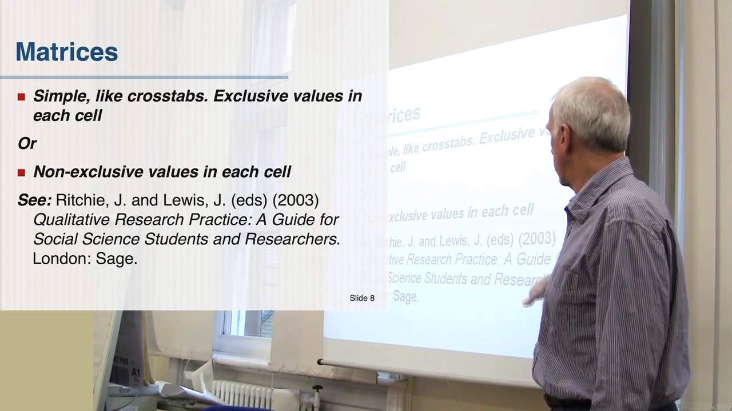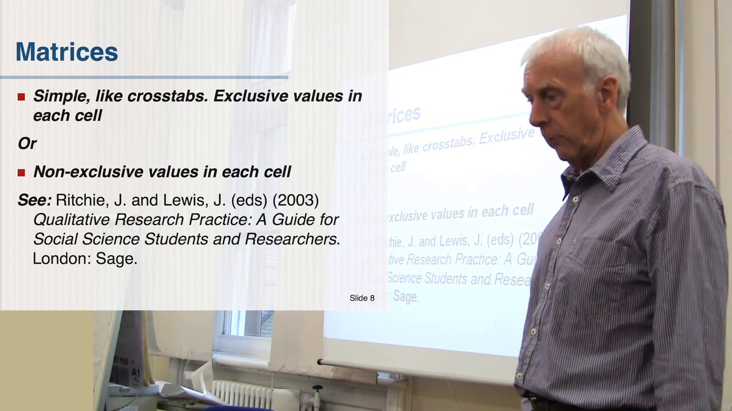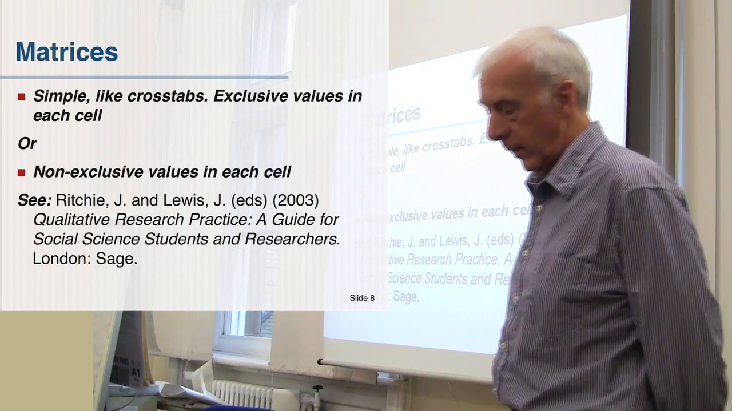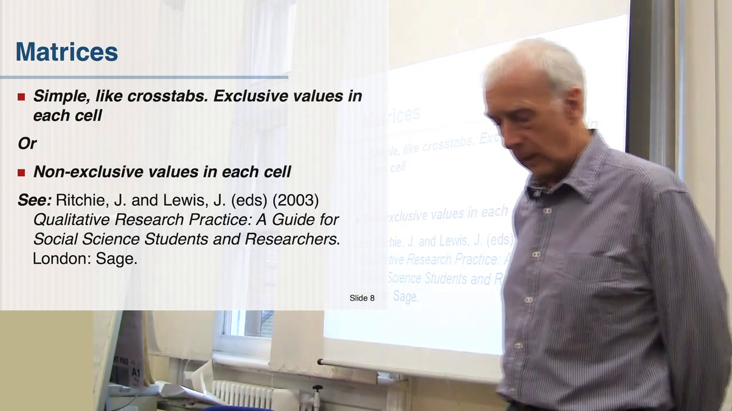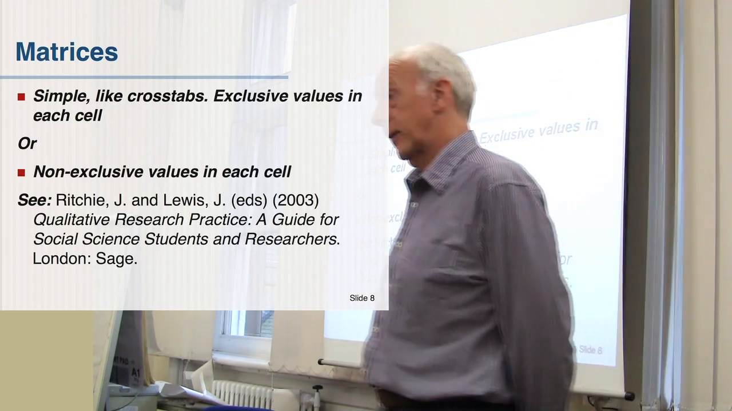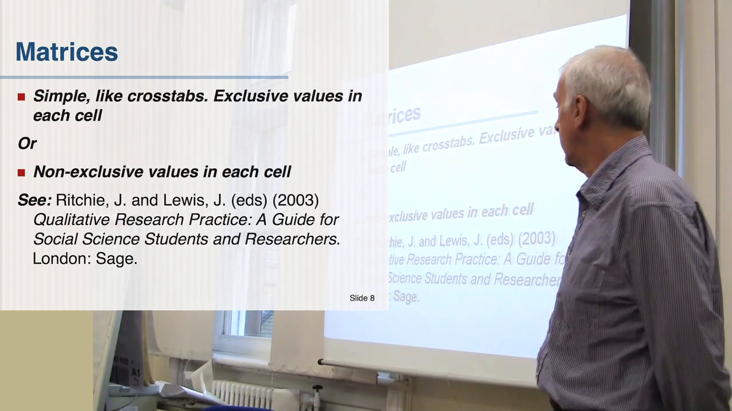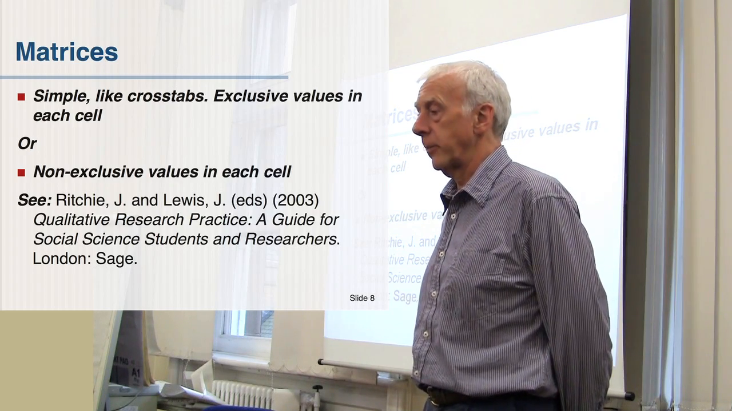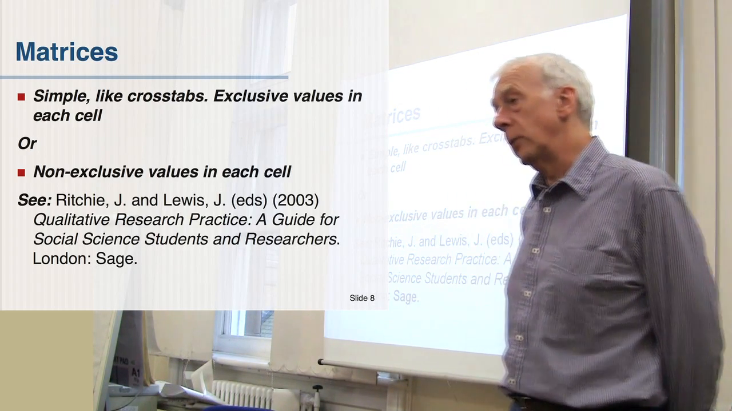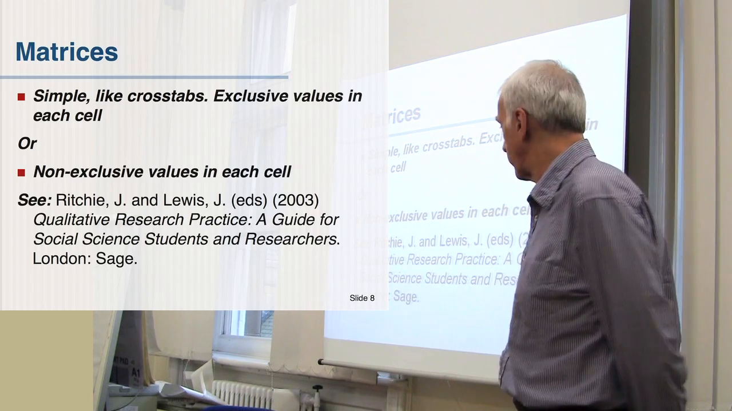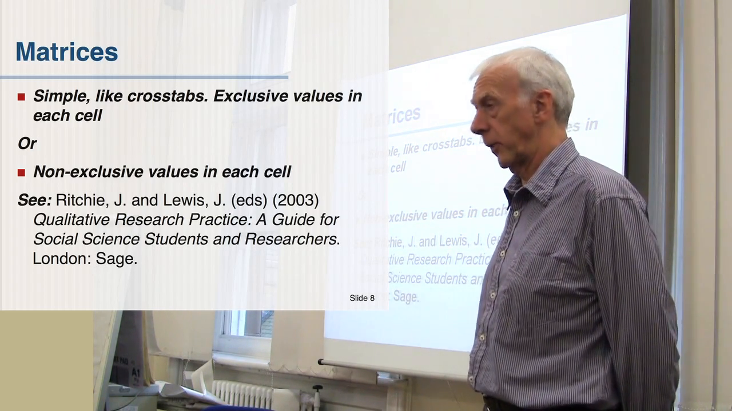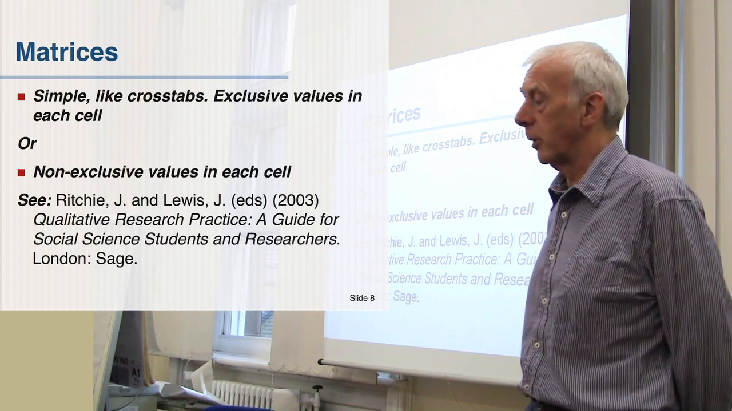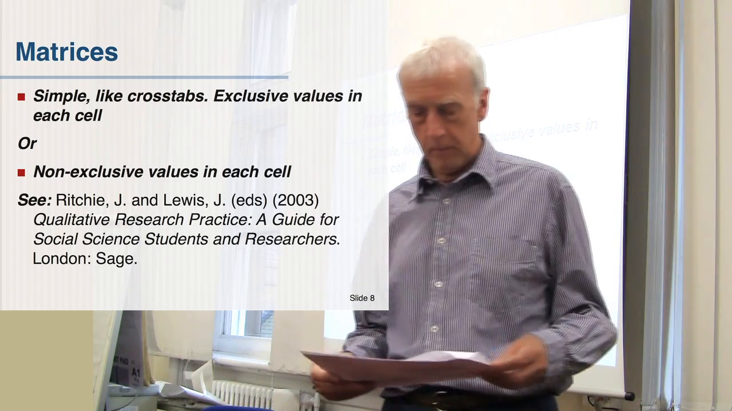I put up here a reference to a text which is very good on this area. Ritchie and Lewis have a book called Qualitative Research Practice, in which they talk about their approach, which they call framework analysis. And what they do, along with the coding and so on, the kind that we've come across many times, is they also use these tables in various ways, and the book shows very clearly how they think they should be used. I think there are various ways, in addition to what they talk about, that can be used, as you'll see. But certainly they do talk about using them in quite a structured fashion.